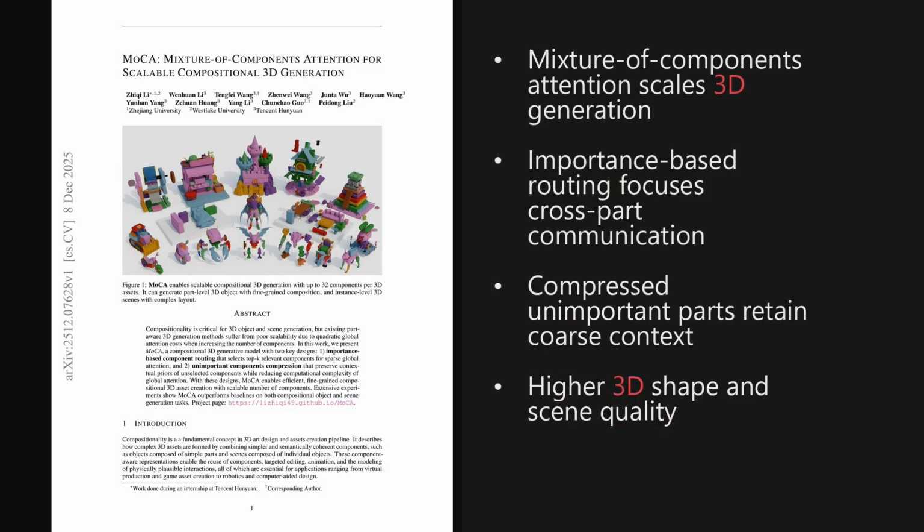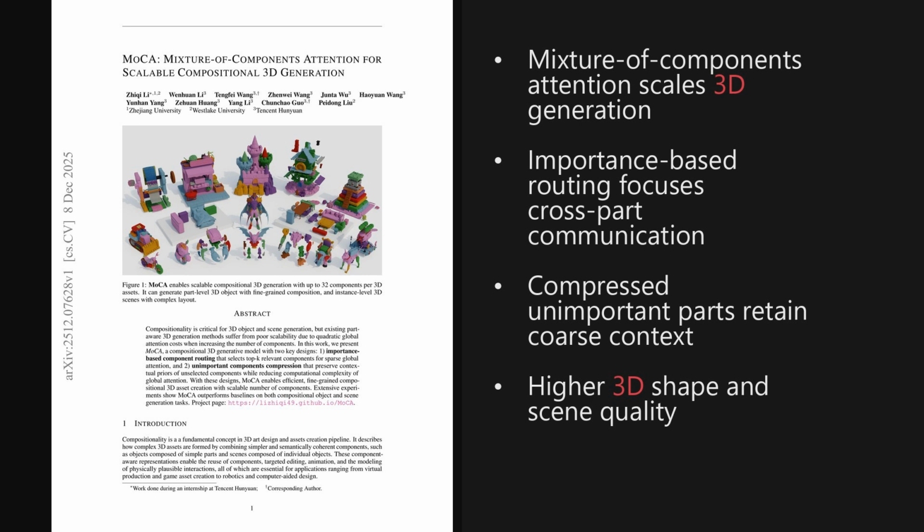I'm Alex. Today we're looking at a paper trending on X, published on December 8th, 2025, about 3 days ago. This paper introduces a new mixture of components attention system that makes compositional three-dimensional generation scale efficiently to as many as 32 parts per object, while beating previous methods on both object and scene quality. The paper is titled MoCA, Mixture of Components Attention for Scalable Compositional 3D Generation.